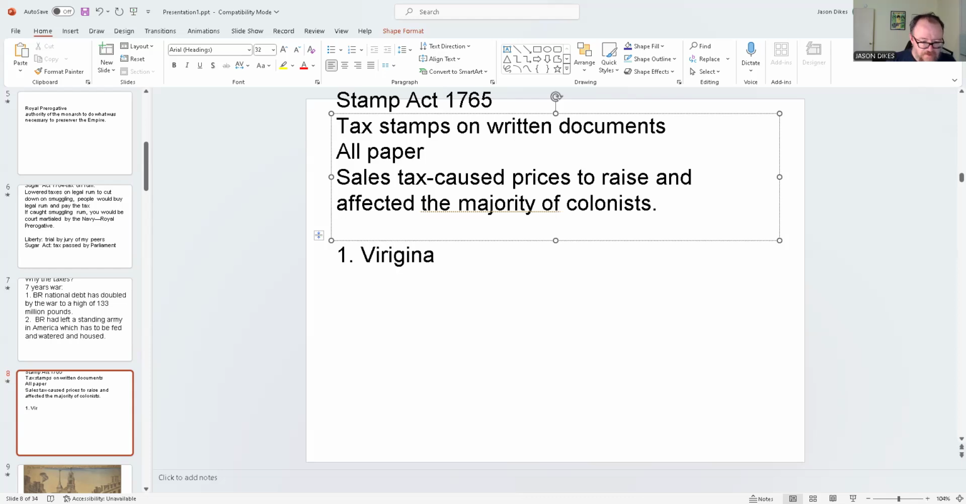First is the Virginia Resolves. This is a speech by Patrick Henry, and then it was later printed up as a pamphlet and sold throughout the colonies. And a lot of the ideas Patrick Henry puts forth are not new ideas. He just puts them in a way that everybody can understand.